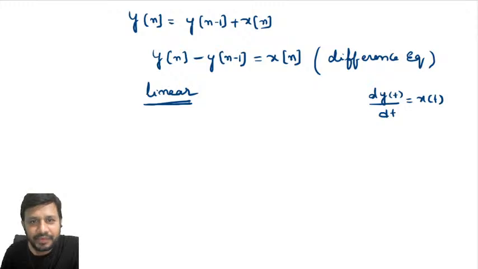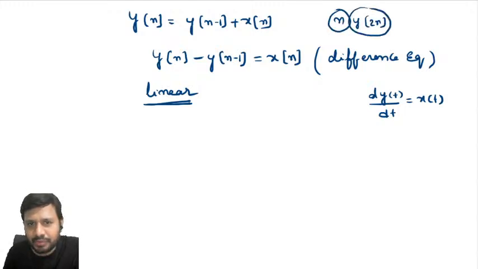Now coming to time invariance. If you are given a differential equation, how are you going to check for time invariance? The coefficients should not be functions of the independent variable or the dependent variable. The same thing holds here. The coefficients are not functions of n or y of 2n, they are not in this form, so we can say that this is time invariant.